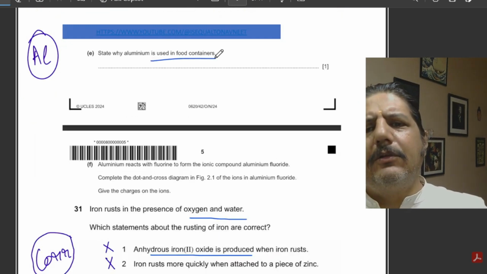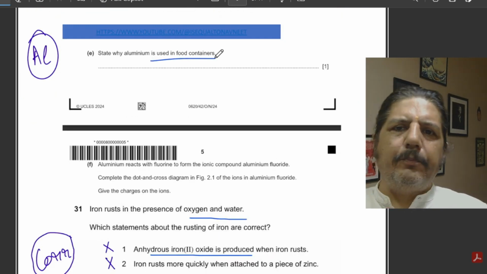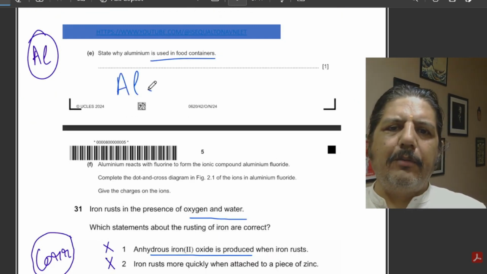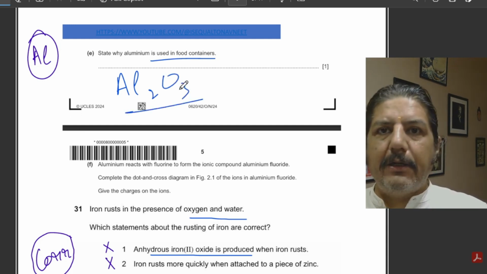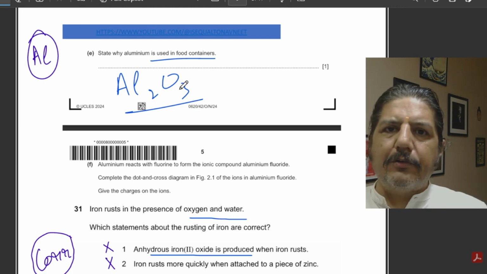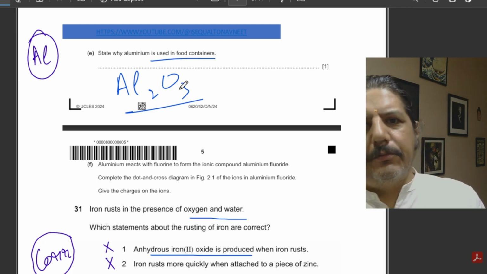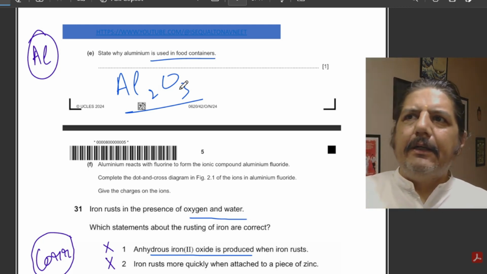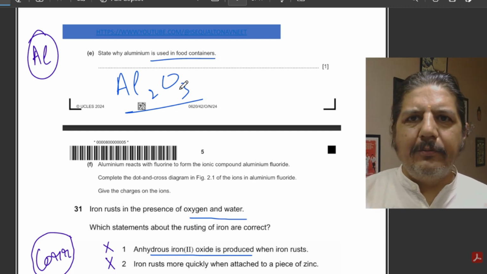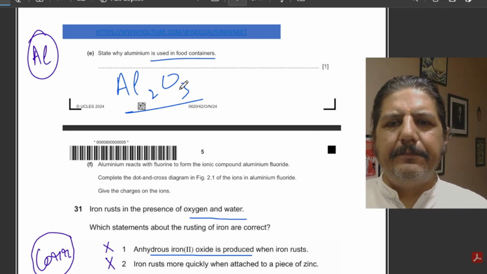Why is aluminium used in food containers? As I've already told you, a layer of aluminium oxide is formed, which is very stable. That is why, when we are doing electrolysis, this stable layer of aluminium oxide is helpful also, because in a way it helps us make food containers. But the problem is when we have to extract aluminium, a lot of energy is required.